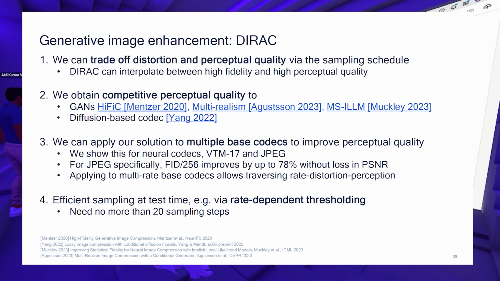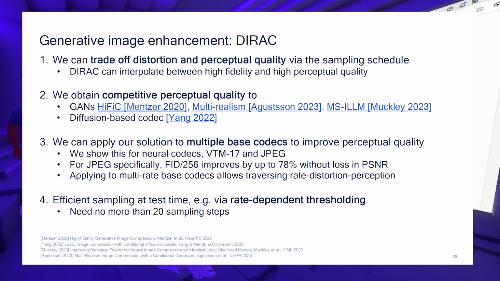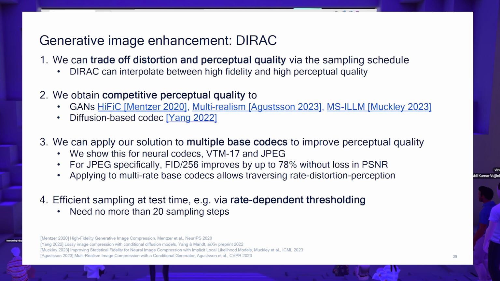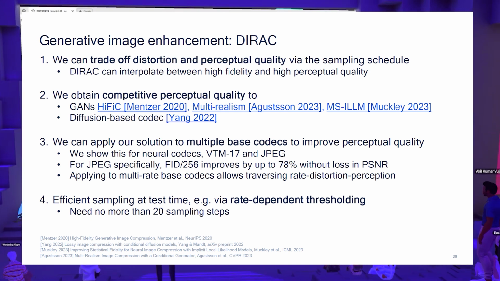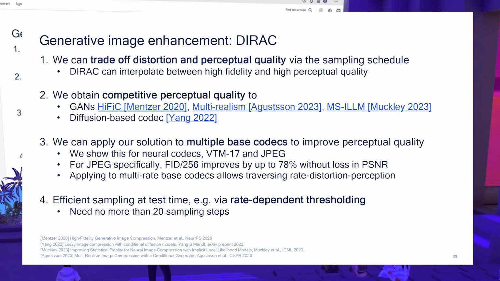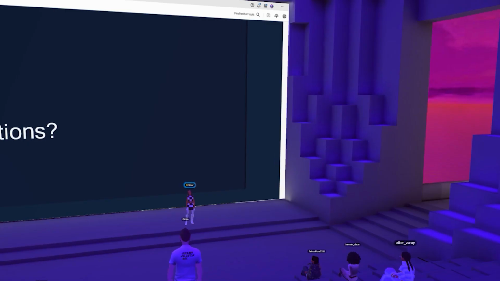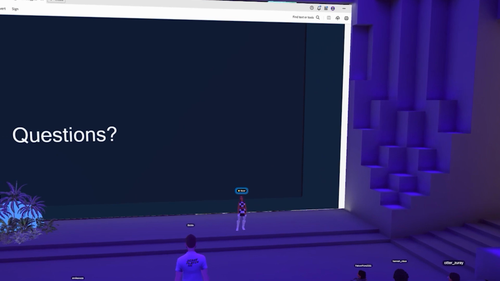We kind of covered all the points here. We see that we are able to trade off this distortion and perceptual quality using the sampling schedule. We also achieve competitive perceptual quality to a lot of GAN-based methods and also some diffusion-based methods. We applied our solution to various codecs, and we also reduced the total number of sampling steps that were used at test time. Yeah, that kind of covers the paper.